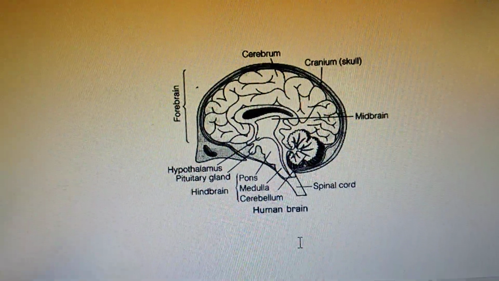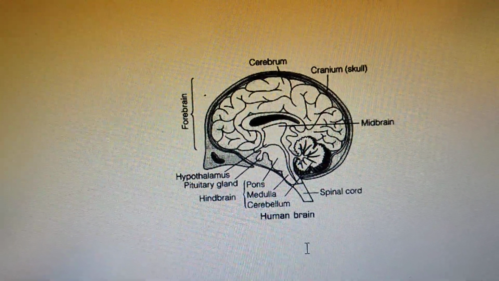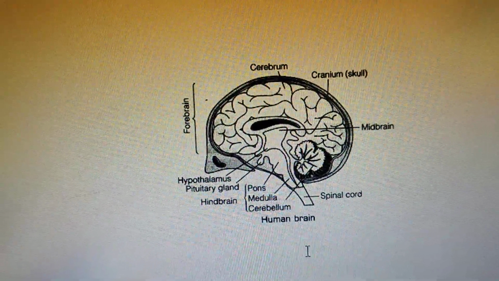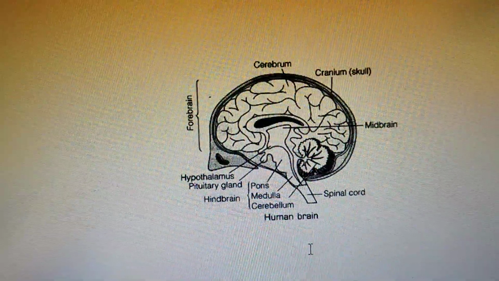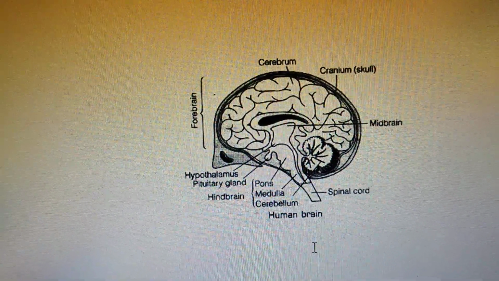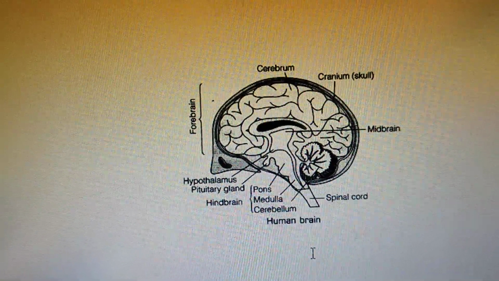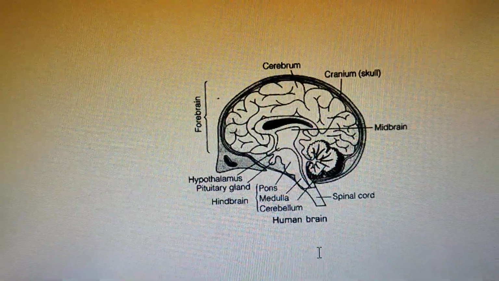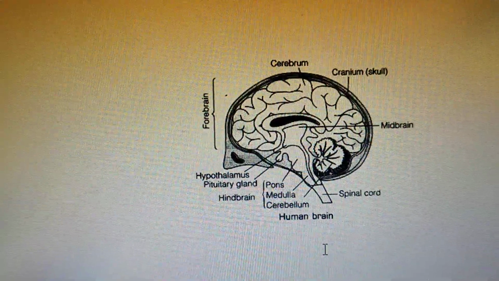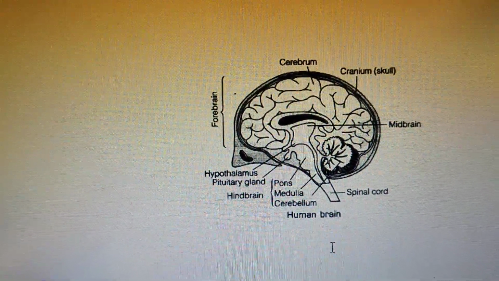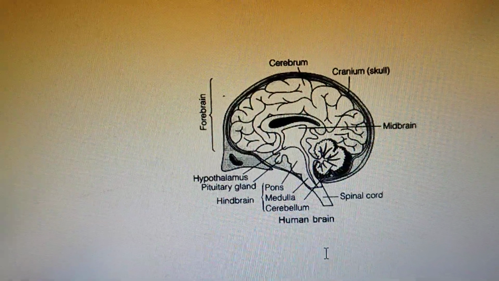Similarly, our spinal cord is also protected by the help of the vertebral column. So the brain and spinal cord come under a system which is called the central nervous system. Our central nervous system consists of two parts, brain and spinal cord. Both are protected, and in between the skull and brain, and between the spinal cord and the vertebral column, there is the presence of a fluid.